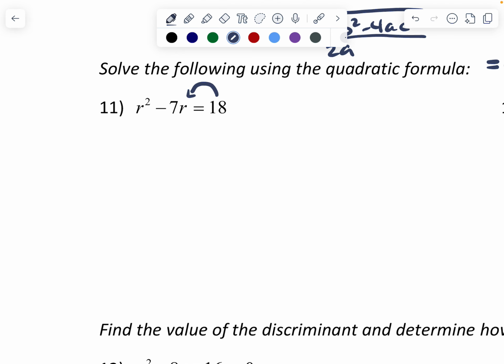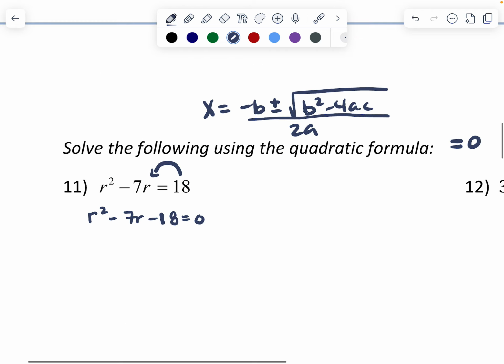Okay, this does not equal 0. I need to move the 18 over. So I'm going to have r squared minus 7r minus 18 equals 0. Now, some of you might be like, but it says x equals in here. You guys, this x right here is whatever the variable is. My variable is r, so I can say r equals. It doesn't really matter, okay?